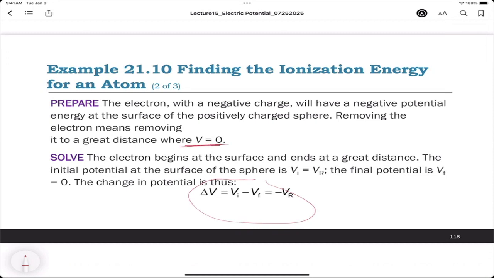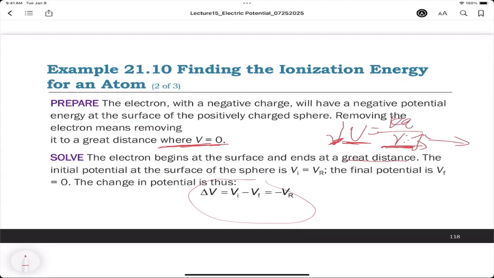Which means it just separates. The electron begins at the surface and ends at a great distance. The final potential, do you know why it is 0? We just talked about that, V equals kQ/r. If the distance r is very far, which means r is very great, am I right? This means the voltage is very small. If it's great enough, this will be close to 0. Does that make sense to you?